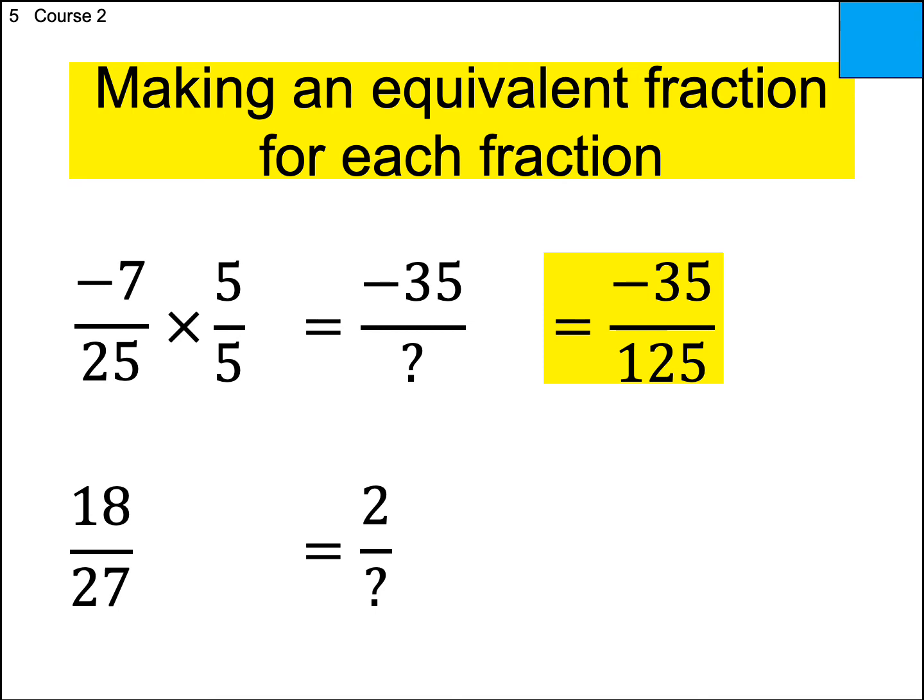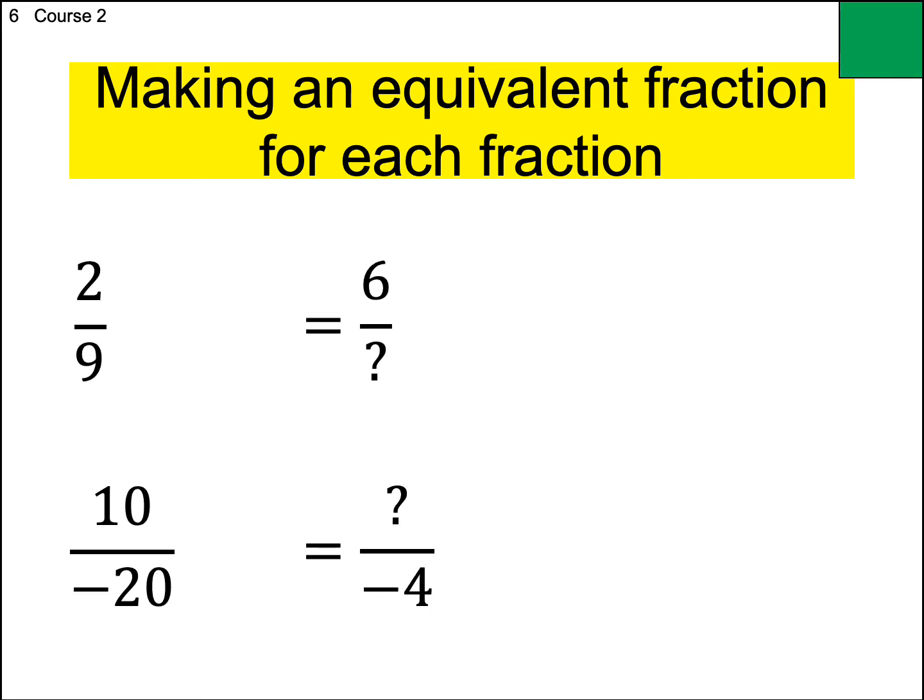Okay, the last one here. Let's see, how do I go from 18 to 2? From 18 to 2, I think that's divide by 9. Yeah, that's right. 18 divided by 9 is 2, and 27 divided by 9 is 3. So 2/3. Got it? Okay, does that make sense? Good. I got 2 more. Go ahead and try these.